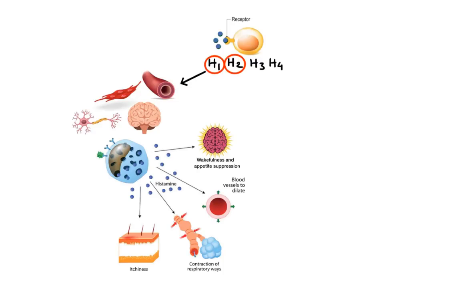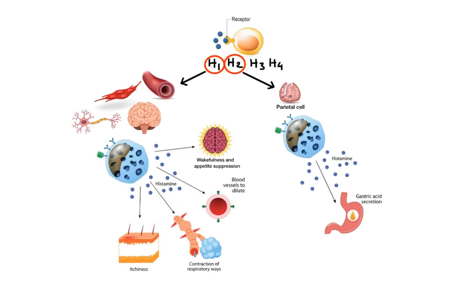Now let's move on to the histamine type 2 receptors. So H2 receptors are expressed mainly on gastric parietal cells. When histamine binds to these receptors, it causes increased gastric acid secretion.